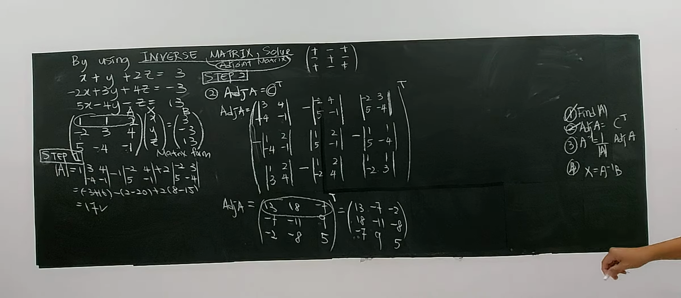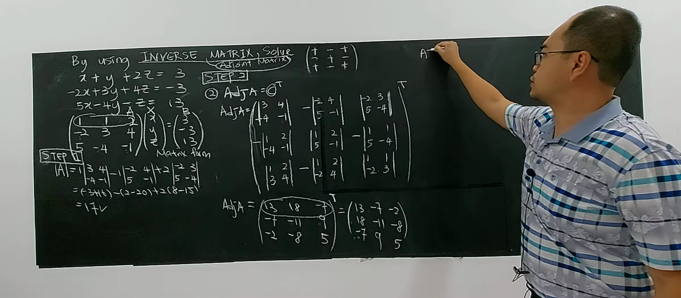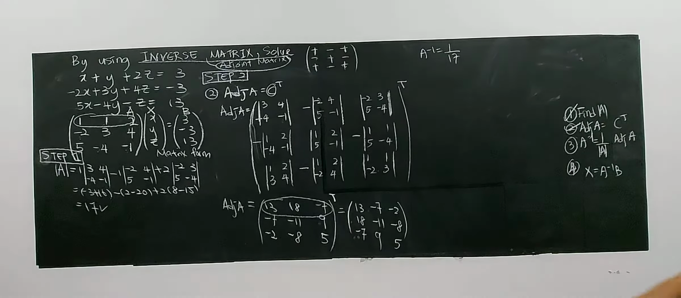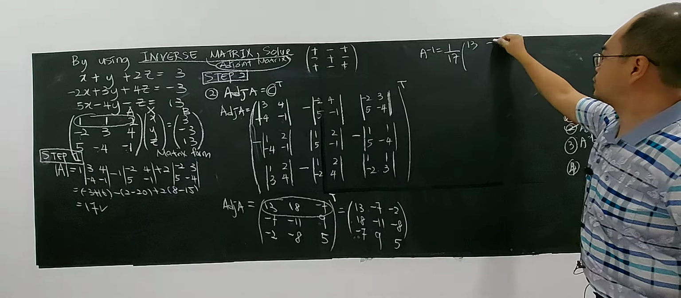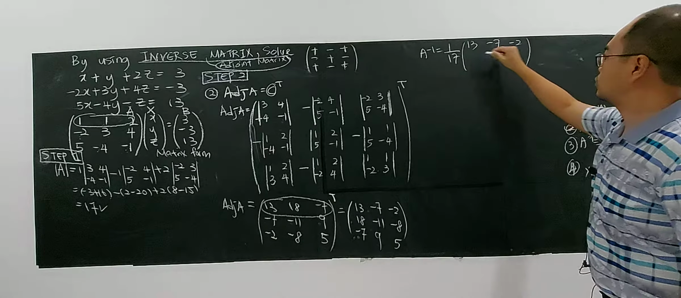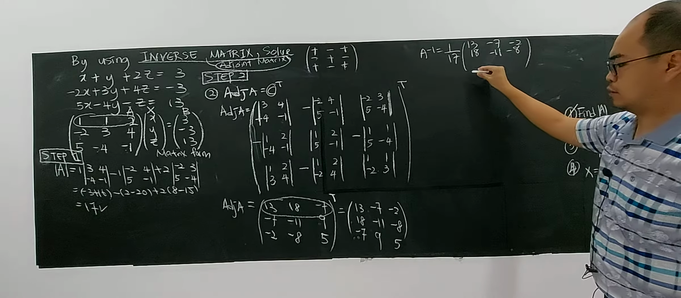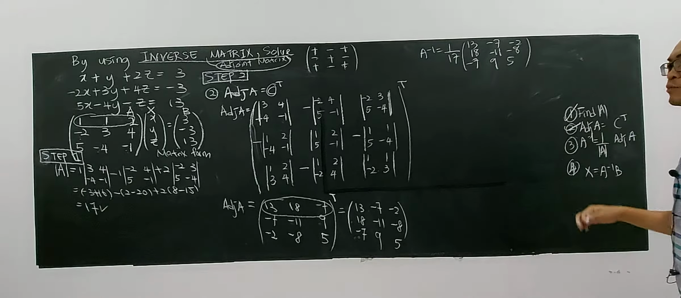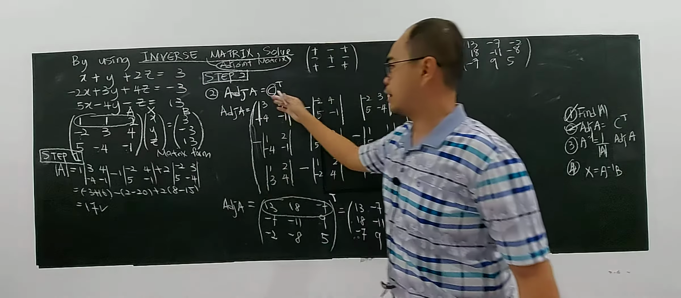Right? The inverse. So, to find the inverse is 1 over the determinant, multiplied with the adjoint matrix. The adjoint matrix will be 13, negative 7, negative 2, 18, negative 11, negative 8, negative 7, 9, 5. The special thing in this question is that you want to solve this equation by using the adjoint matrix.